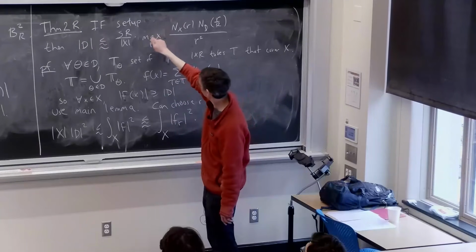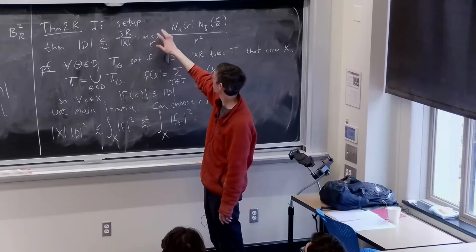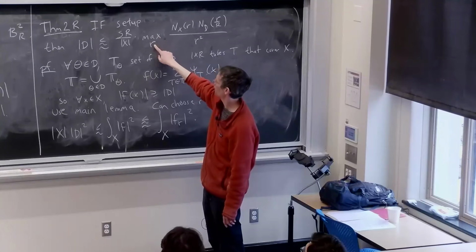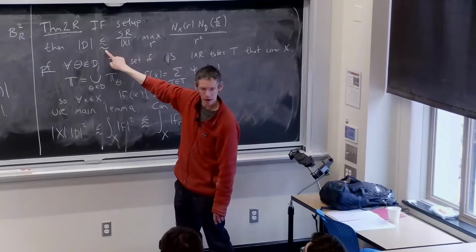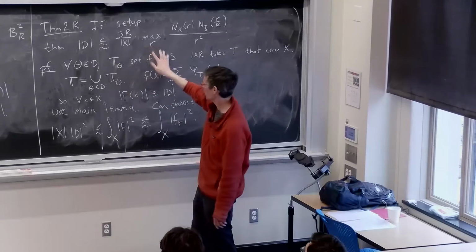So you could put a sum over little r. And the difference isn't very important, because the number of terms is only log of r, and the log of r got absorbed here. But where did this come from at all?